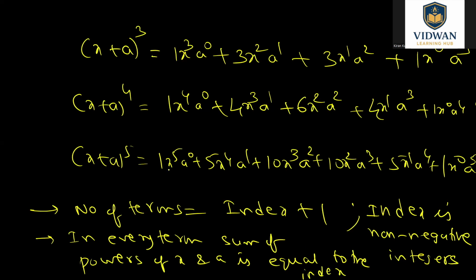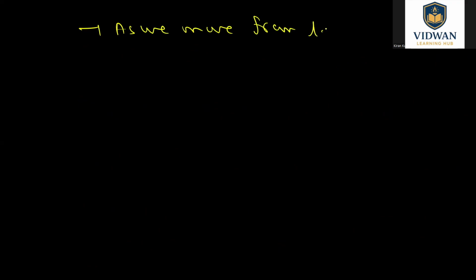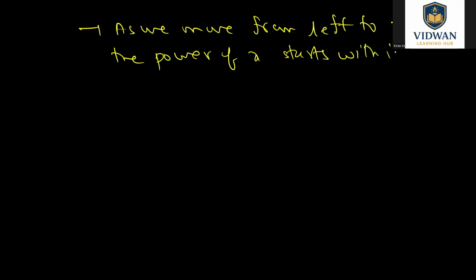And the power of x will start with the index and decrease up to 0 as we move from left to right. So as we move from left to right, the power of x starts with the index and decreases up to 0. So it starts with the index. For the last term, it goes to 0.